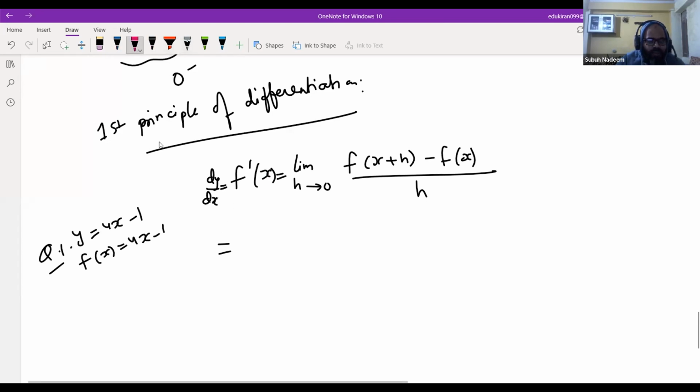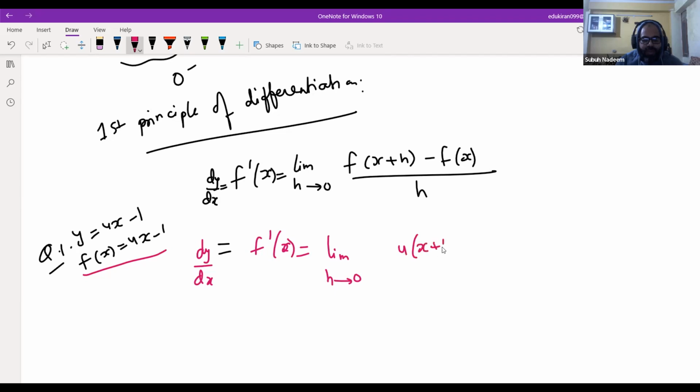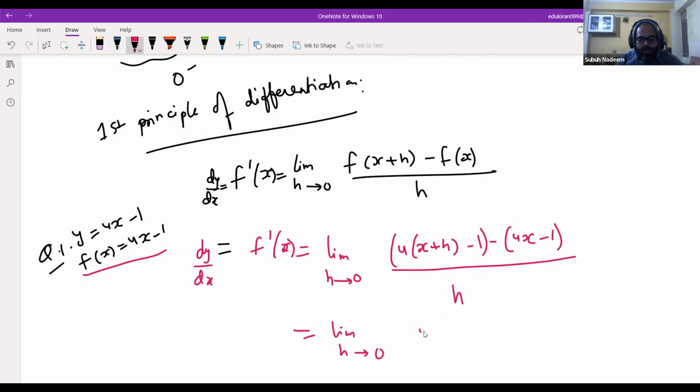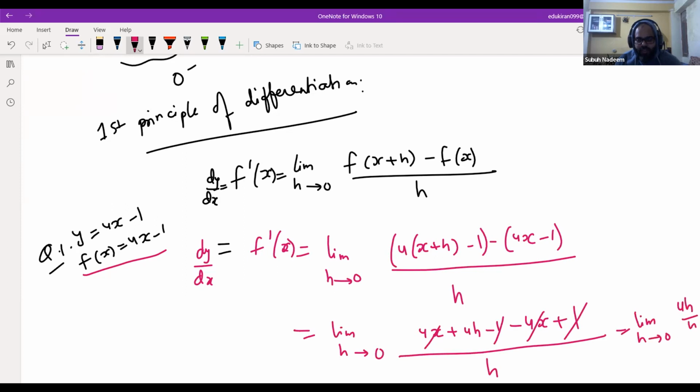So if we calculate dy by dx here, which is f dash of x, it is limit h approaching 0, f of x plus h minus f of x upon h. So f of x is 4x minus 1. f of x plus h will be 4 into x plus h minus 1, minus 4x minus 1, upon h. So this will be limit h approaching 0, 4x plus 4h minus 1 minus 4x plus 1 upon h. Minus 1 plus 1 cancels, 4x minus 4x cancels. So limit h approaching 0, 4h by h. Now h and h cancel, and you get 4 as your answer.